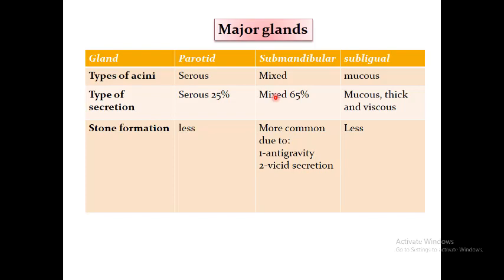In some situations, this hard object can obstruct the salivary tract or the salivary ducts to form something called salivary stones. And the question here: which one of the three glands is more prone to stone formation? Which one? It's the submandibular. Why? We have multiple causes.